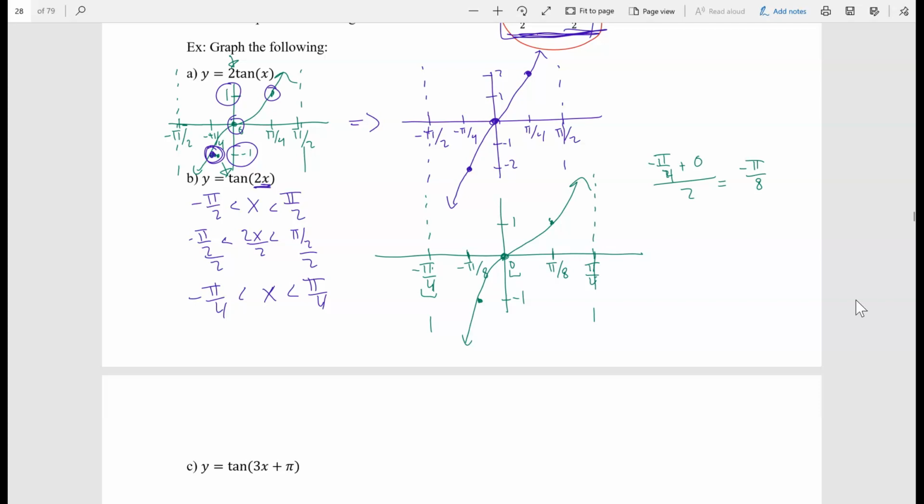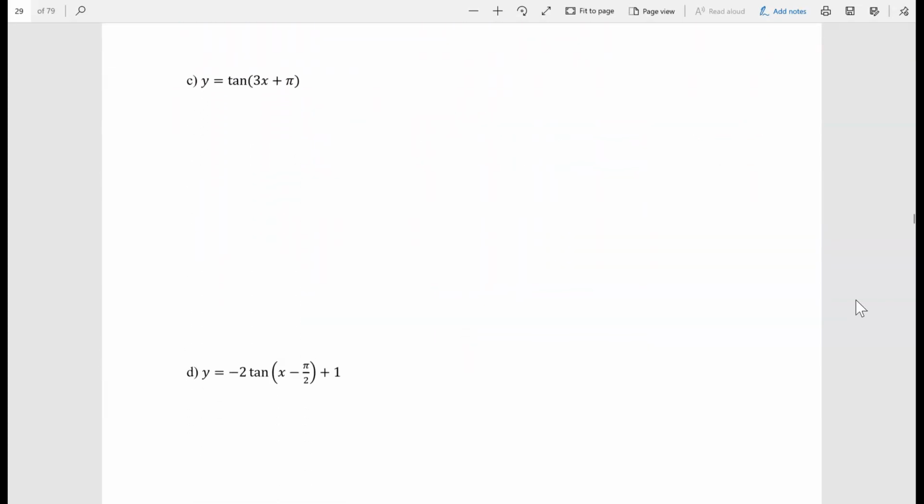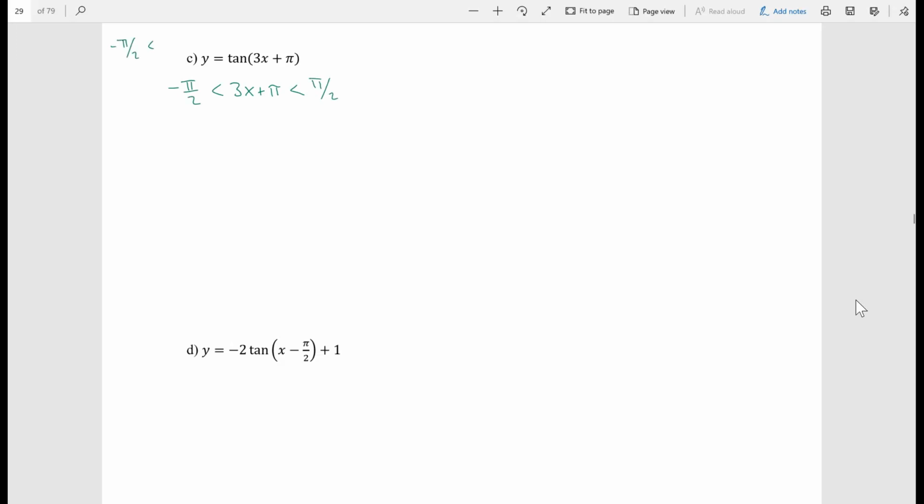Notice that it's exactly the same thing that we've been doing with the sine and the cosine, but now the formulas are just a little bit different. Now let's try this one: y equals tangent of 3x plus pi. We're going to take this 3x plus pi and put it in between the asymptotes, which are negative pi over 2 and pi over 2. Remember that the asymptotes are at negative pi over 2 and pi over 2, so we're going to put the argument inside. Now let's solve where the new asymptotes are going to be. Subtract pi from all sides.